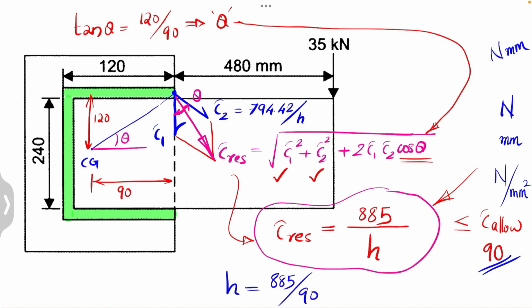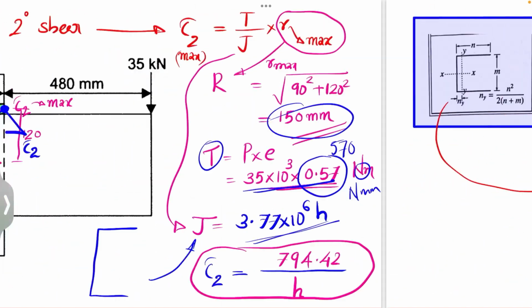Then we will be getting the size of the weld, that is H, as 885 divided by 90, which will be coming around 9.56 mm. So this is the size of the weld which was asked in the question. We can assume or equate it to around 10 mm. We can round it to 10 mm, the size of the weld, that is H.